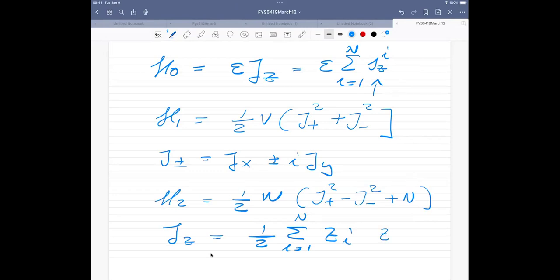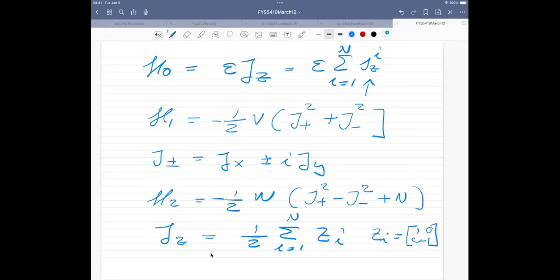And the Z of I is going to be equal to a term. So this should have a minus sign, and this also has a minus sign. And the X of I is just the Pauli X matrix.